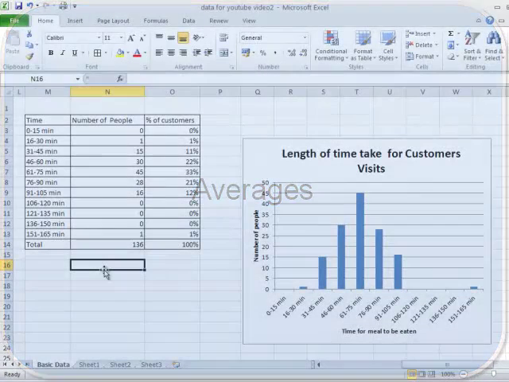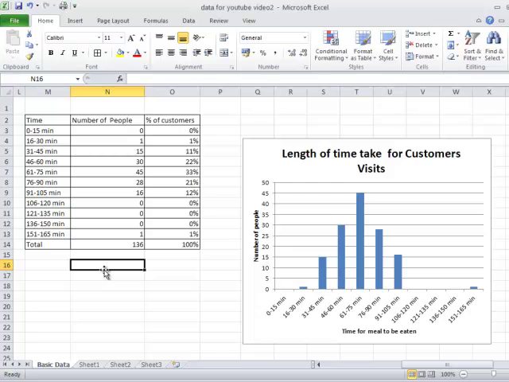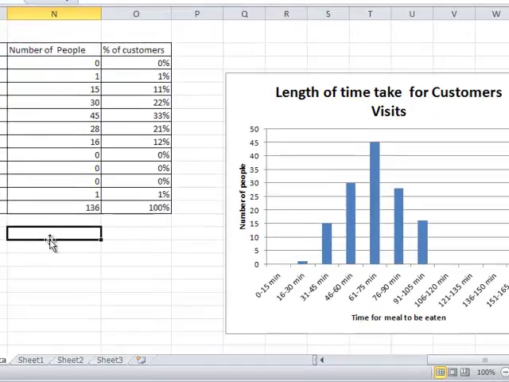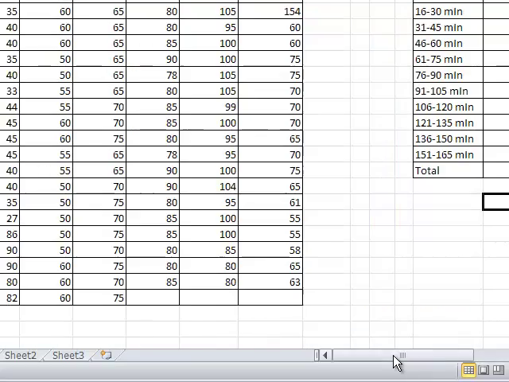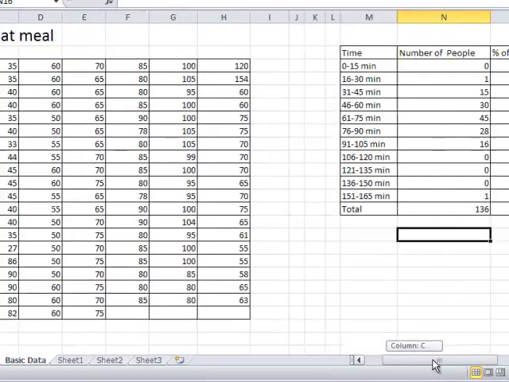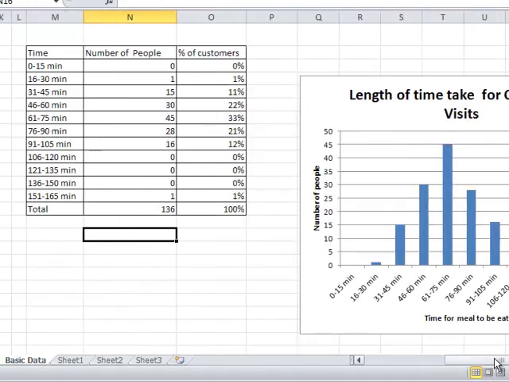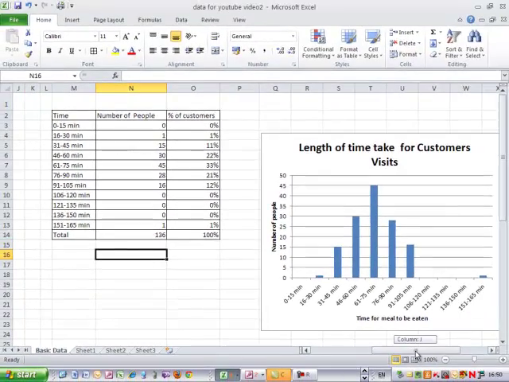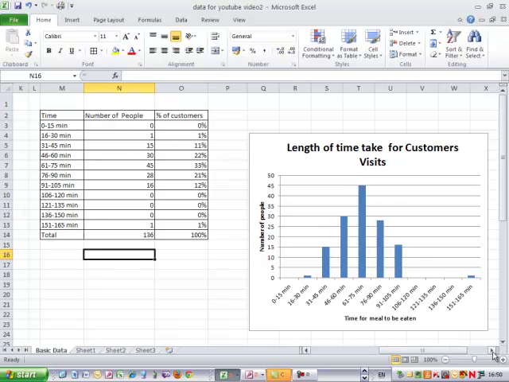We now have a table that shows us how long it took each customer to eat their meal and to leave the restaurant. We have started from the basic data of how many minutes it took. We summarize that into a table, then into a chart, and then converted the numbers to percentages to make them more simple to understand. We're now going to calculate the average.